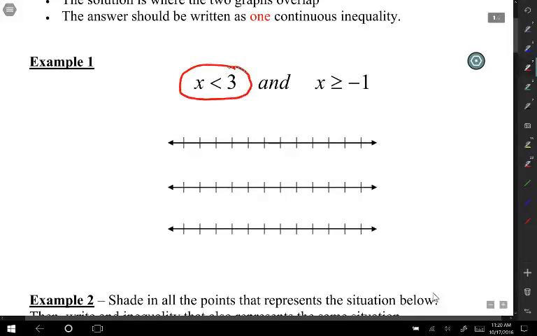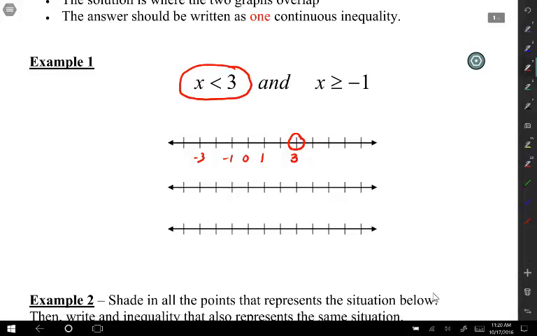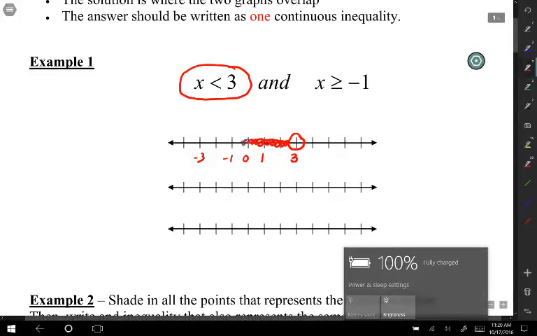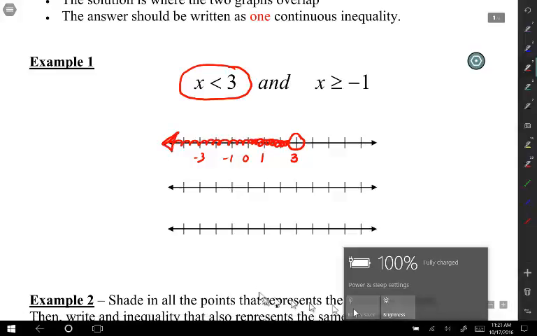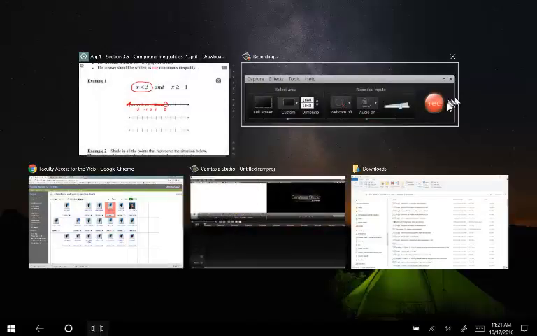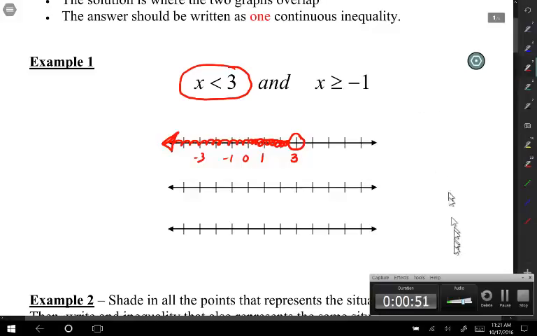So I'm going to circle this with red, and I'm going to put 3 up here. 2, 1, 0, -1, -3, etc. Would you agree that it's an open circle, first of all? Let's do a little review. Why open, Luke? Because it's not equal to. Okay, because it's not equal to. We're going to jump back here.